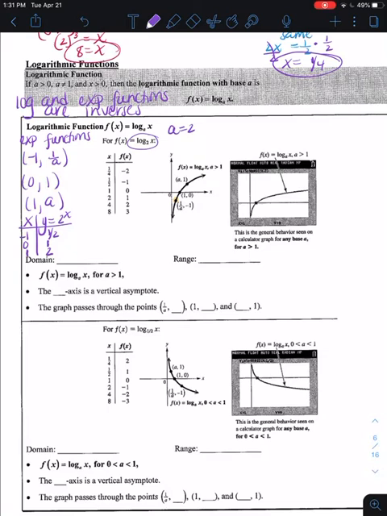Since they're inverses, if you remember, to find inverse points, you just flip-flop x and y. So let's look over here at these values. I have -1 and 1/2. When you look at it in log form, it's 1/2, -1.